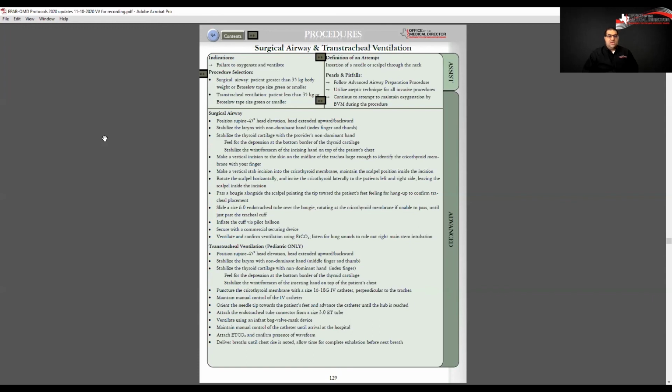So again, you'll get some training on this during your hands-on session, but in essence, you insert an IV catheter through the cricothyroid membrane and attach oxygen tubing and a bag valve mask in order to help oxygenate and ventilate them as best you can for these really smaller patients who can't tolerate a surgical airway.